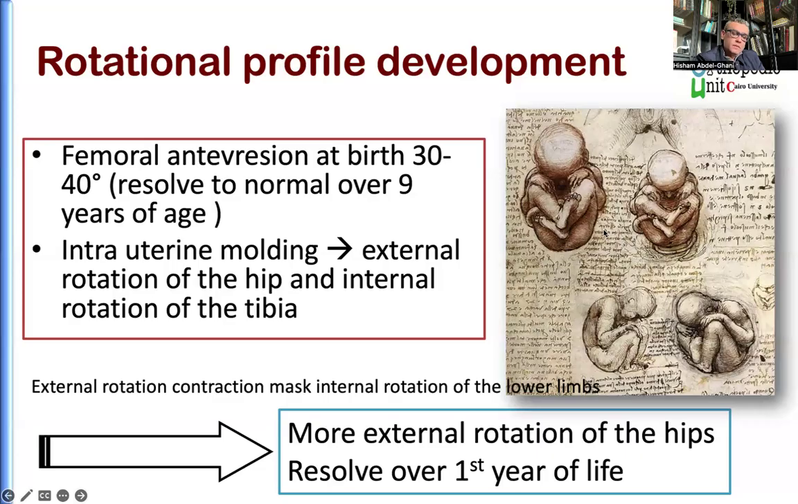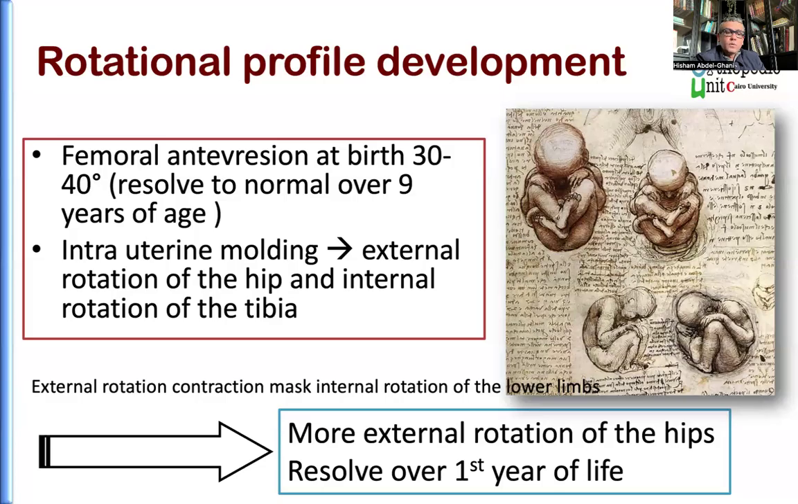child in the pelvis and in the uterus, there is a development of external rotation contracture of the hip, a soft tissue contracture of the hip. And this soft tissue contracture of the hip will mask the increased femoral anteversion and will mask the internal tibial torsion. And this external rotation soft tissue contracture will disappear along the first 3 years of life. So the in-toeing gait usually appears after that.